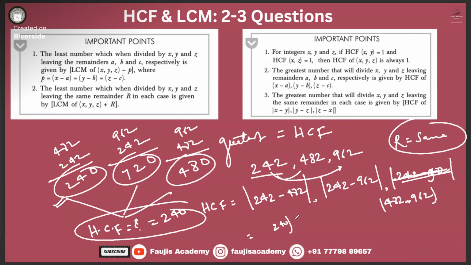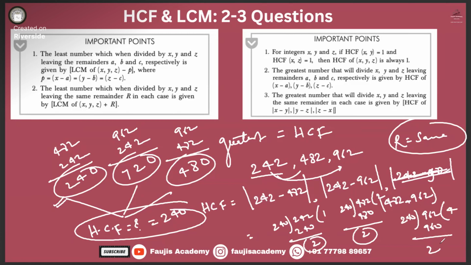You divide 962 by 240. What is the remainder? 242 by 240, what is the remainder? 482 by 240, what is the remainder? Do we have the same remainder in all the cases? Yes or no? Yes, the remainders are the same. So these are the properties.